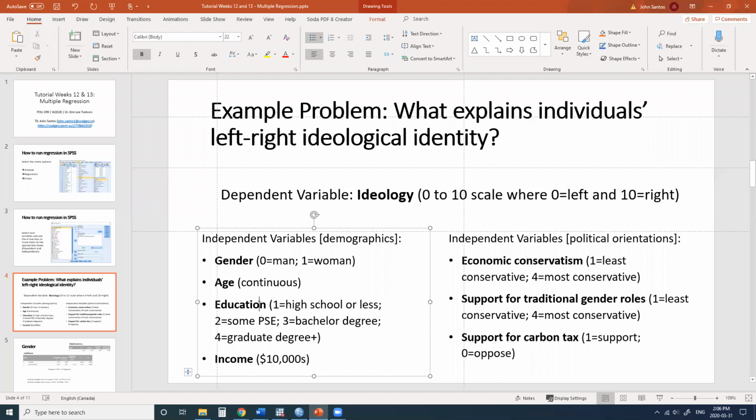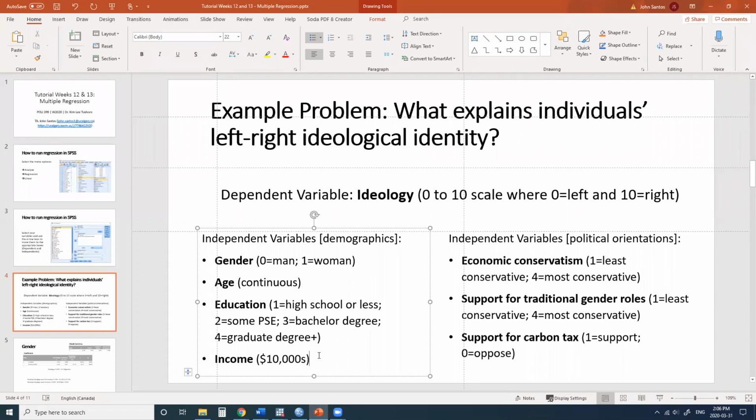Education. So this is a nominal variable that starts at 1, goes up to 4, and corresponds to higher levels of completed formal education. We know that those with higher levels of education tend to be more left-leaning than those with lower levels of education. We don't quite know what the mechanism is, but that is a documented empirical finding. And income, which there's some conflicting evidence there, right?